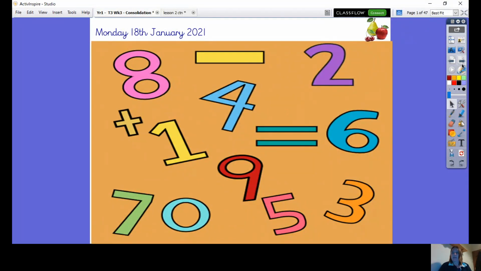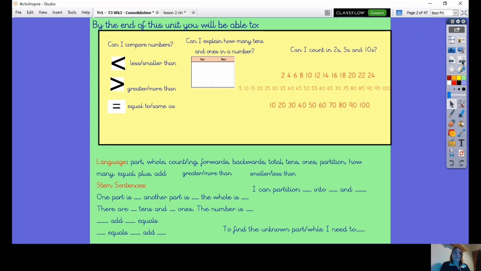So here, let's have a little think. By the end of the unit, this week again, we're going to be looking at comparing numbers, because sometimes, especially those symbols, we're going to go back over that again this week. We're also going to be thinking about tens and ones in a number. And then we're going to be moving on to thinking about counting in twos, fives, and tens.